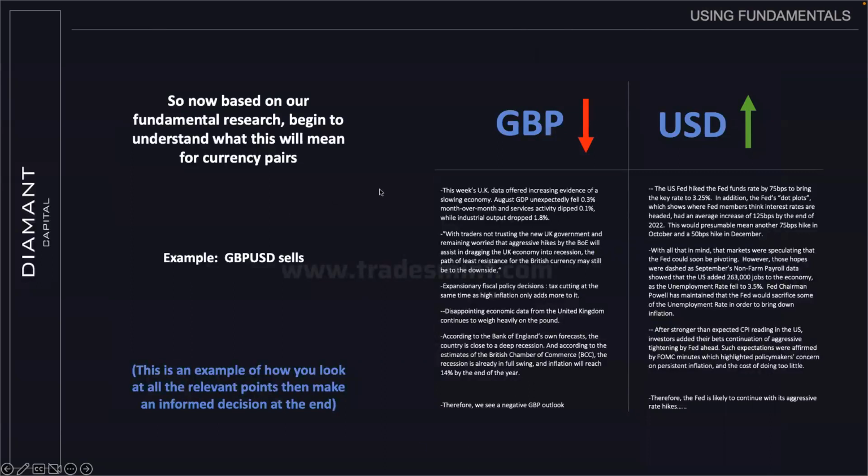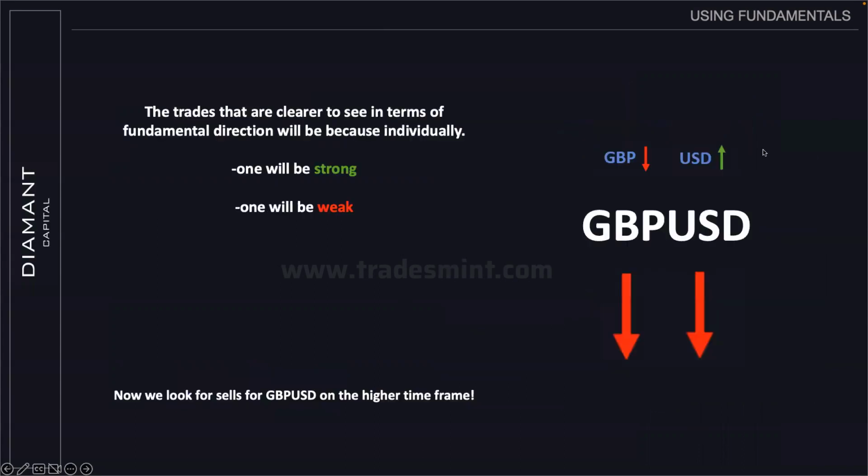Now, just as an example, here we've looked at GBP and USD. From this, I've taken all the points, both positives and negatives. And then at the bottom, we can see, for example, the conclusion. This is the type of way that I would usually write it. So this is an example of how you can look at the relevant points and then make an informed decision at the end. So for this particular bias, we looked at GBP being weaker, US dollar getting stronger. Now, what does that mean? If GBP gets weaker, US dollar stronger, that ultimately means GBPUSD starts to drop.